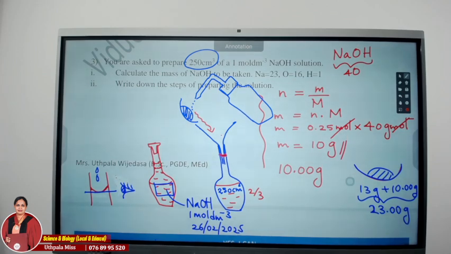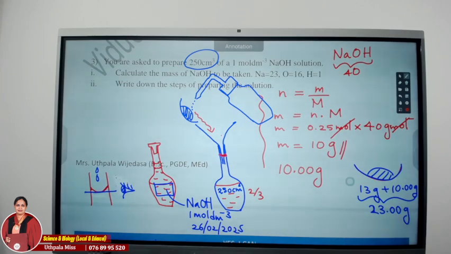Right? Then, third step, wash the surface of the watch glass and the inner surface of the funnel and transfer the washings into the flask until the total volume is about 2/3 of the volumetric flask. Right, wash the inner side of the watch glass and inner surface of the funnel and transfer that water into the volumetric flask until the total volume is about 2/3 of the total volume of the volumetric flask.